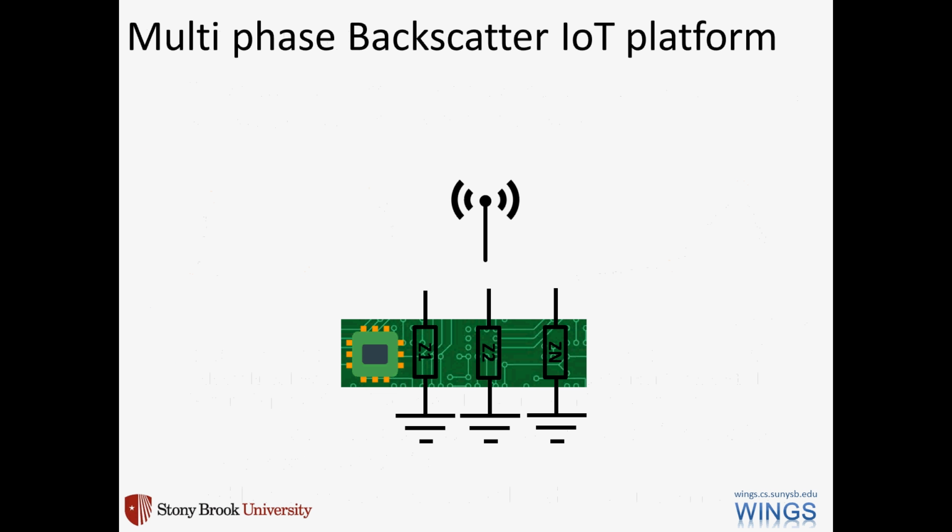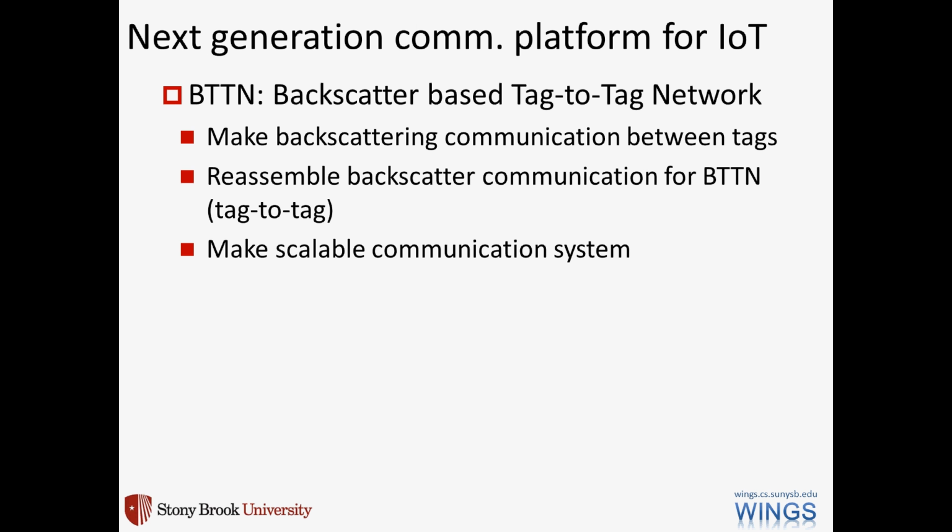So, introducing the multi-phase backscatter IoT platform. Now the transmitter has multiple reflection coefficients which work as multiple channels. So once the carrier is provided, some of the channels are reflected. Therefore, once it is connected, it is a high signal. Once it is not, it is a low signal. So it repeats 1010, controlled by the microprocessor, representing the baseband signals. So we are a next-generation communication platform for IoT. We call it Button, a backscatter-based tag-to-tag network.